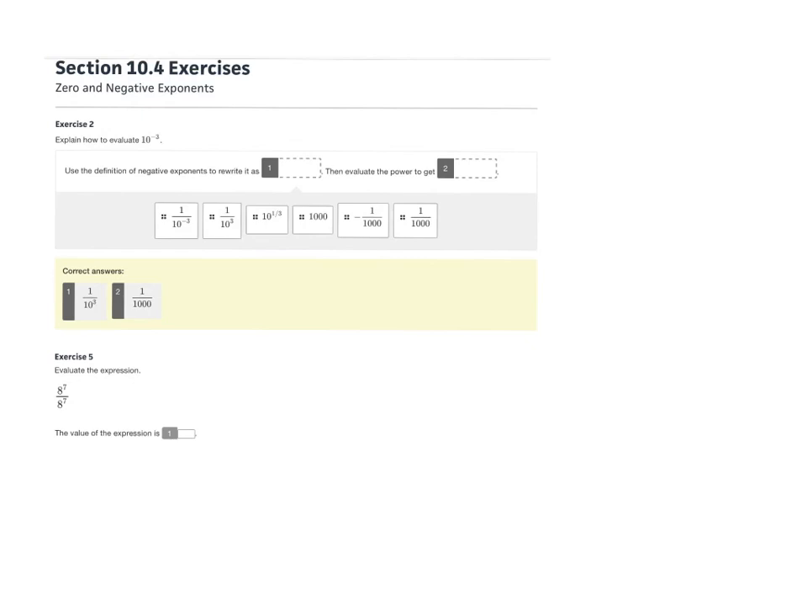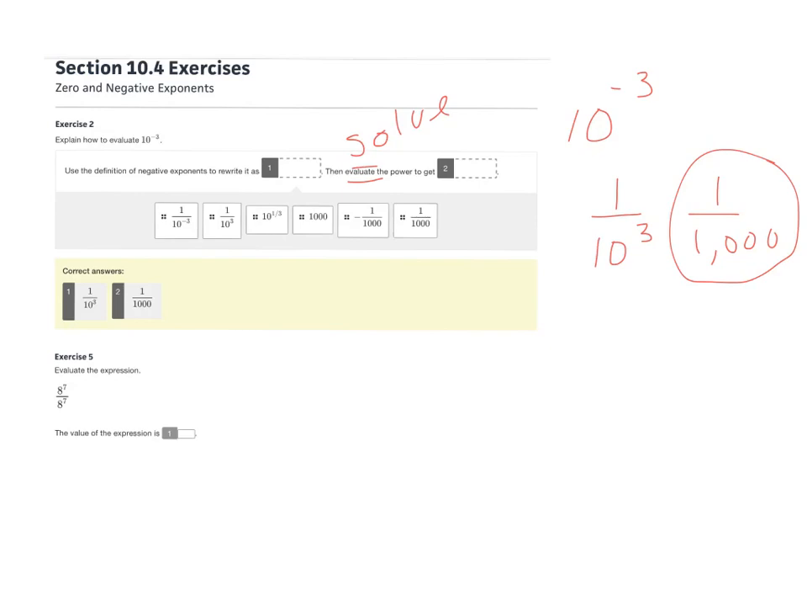This is 10.4. The first one I believe was 10 to the negative third, and they asked you to use the definition of negative exponents to rewrite it. So your first step would be to rewrite it as 1 over 10 to the positive third. And then evaluate means to solve, right? So evaluate means to solve. And so 1 over 10 to the third is a 1 followed by 3 zeros, so 1 over 1,000. So number one, you would drag in this one, right? And number two, you would drag in that one.